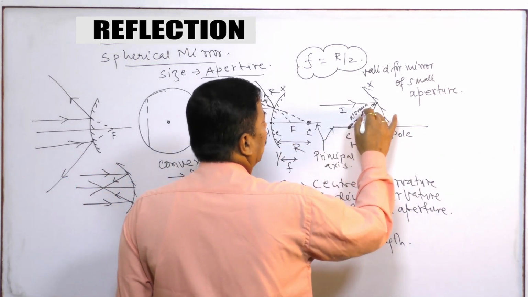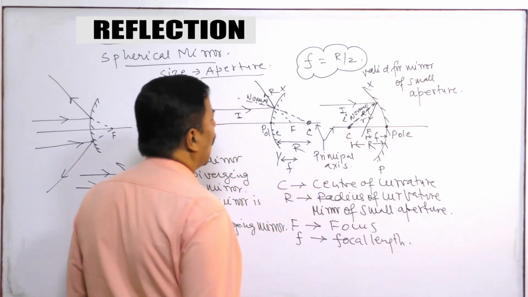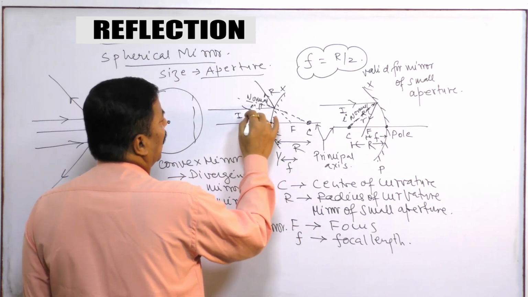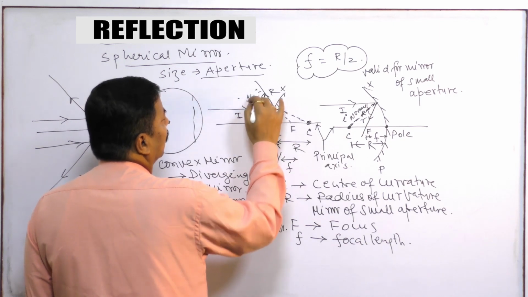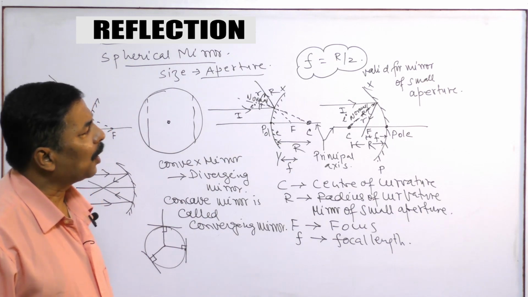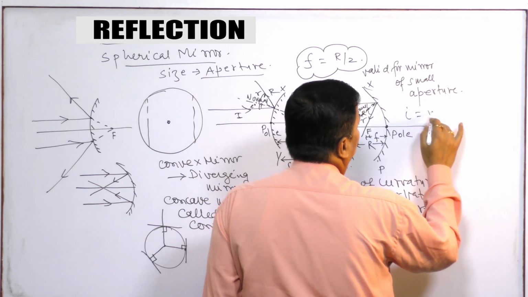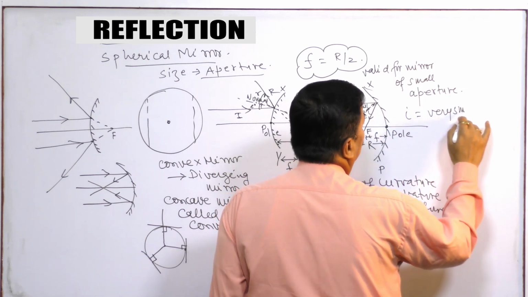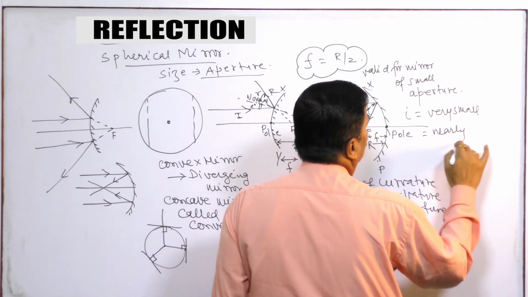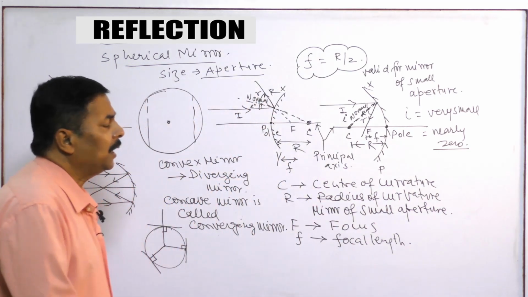So this is the angle of incidence i, and this is the angle of reflection r. At the same time, this is incident ray, so this is the angle of incidence i, and this is the angle of reflection r. So this is valid for the mirror of a small aperture because we consider i very small, nearly 0.